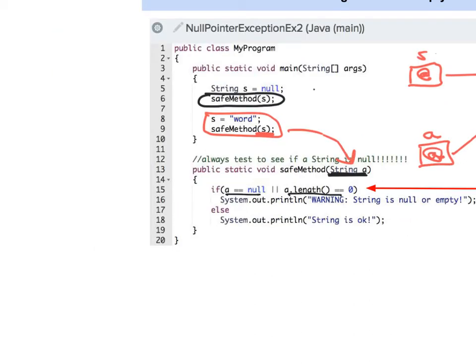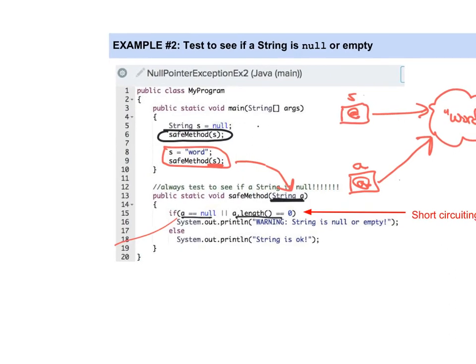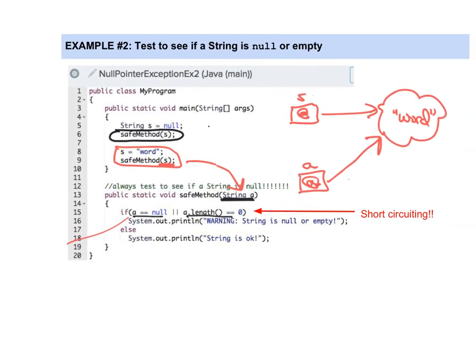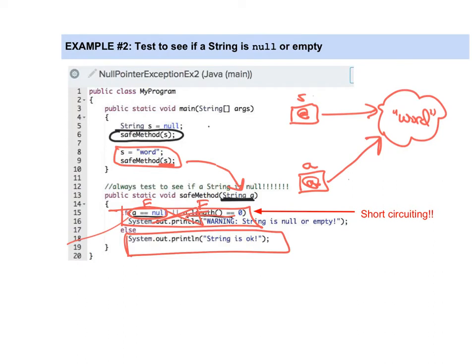Something really weird happened here. Okay, a equals null is false. A.length equals 0 is also false. So this whole entire if statement just does not happen. And instead, I know I'm safe to do something with the a variable. Right here, I just have a message that prints saying string is okay.